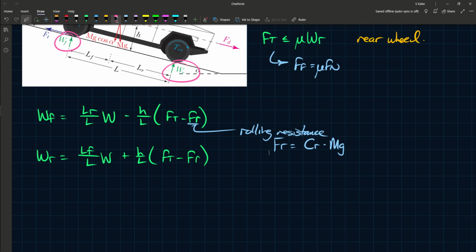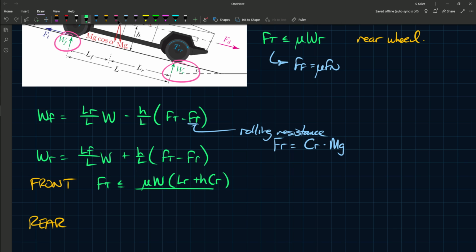So for the front wheel drive, let's say here front, and then we'll say here rear, and then we'll write the expressions. For the front wheel drive vehicles, you want FT to be less than or equal to mu W LR plus H times CR, divided by L plus mu H.